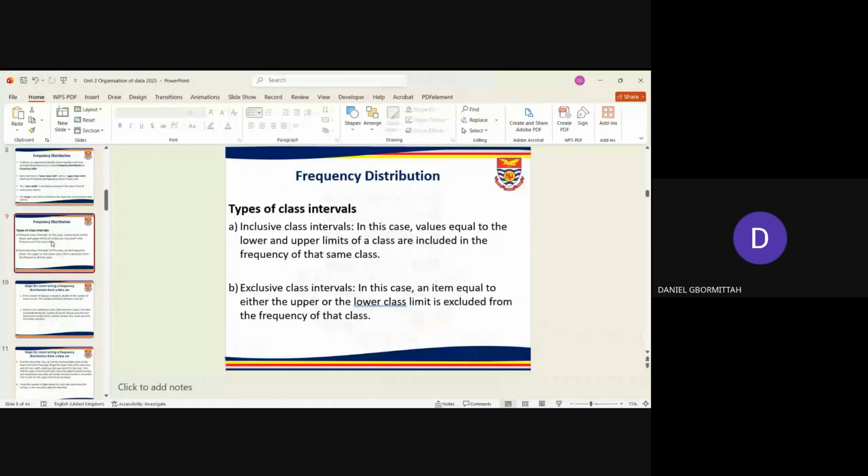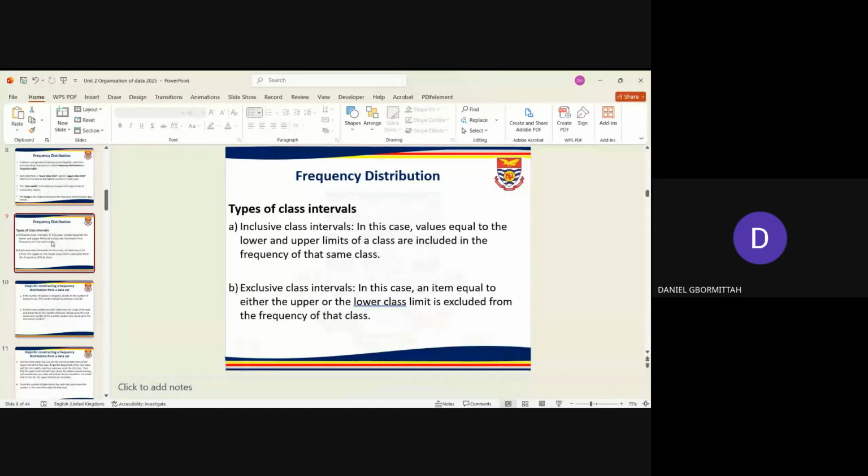Now we have two types of class intervals: inclusive class intervals and exclusive class intervals. You must pay attention to these categorizations of the class interval, because questions can be asked on them during your quiz and so forth. For the inclusive class intervals, values equal to the lower and the upper limits of the class are included.